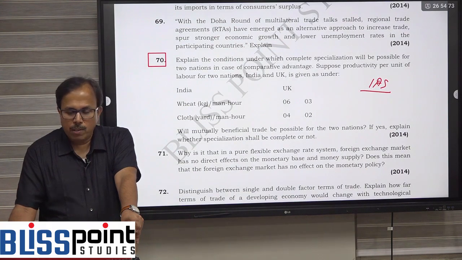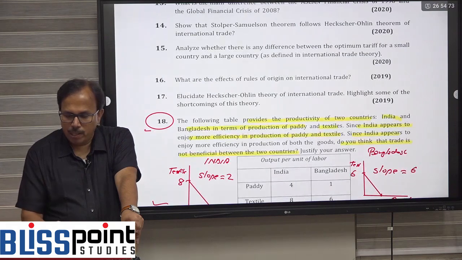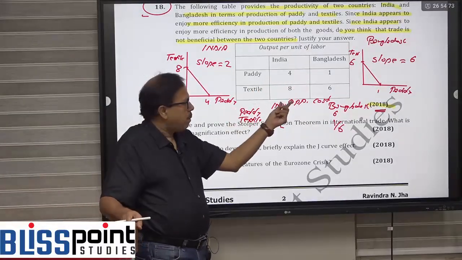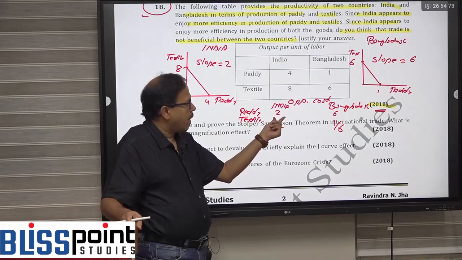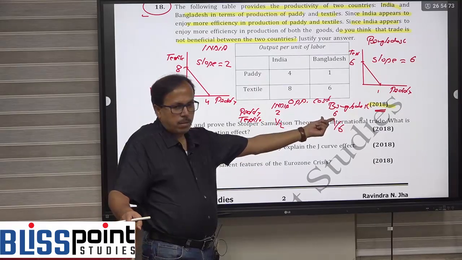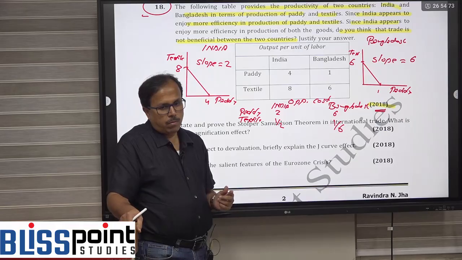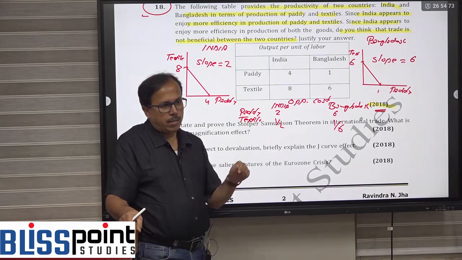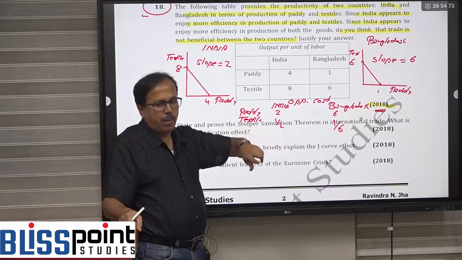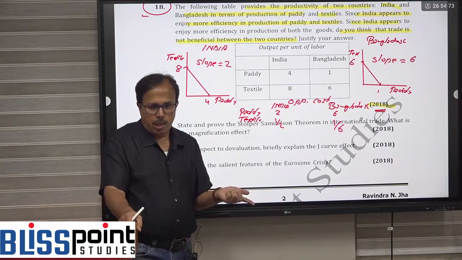नहीं, कंपैरेटिव कॉस्ट दोनों जगह सेम थोड़ी है. कंपैरेटिव कॉस्ट तो अलग है ना. ट्रेड अराइजेज ड्यू टू कंपैरेटिव कॉस्ट. ट्रेड डज नॉट अराइज डिपेंड अपॉन द एब्सोल्यूट नंबर, डिपेंड अपॉन द रिलेटिव नंबर. तो रिलेटिव नंबर तो डिफरेंट है यहाँ पे. पैडी का अपॉर्चुनिटी कॉस्ट कहाँ पे कम है? एब्सोल्यूट एडवांटेज, एब्सोल्यूट स्पेशलाइजेशन की बात हो रही है. Absolute advantage lies with India, but the comparative advantage lies only for one product in India, and for the other product it is in Bangladesh.